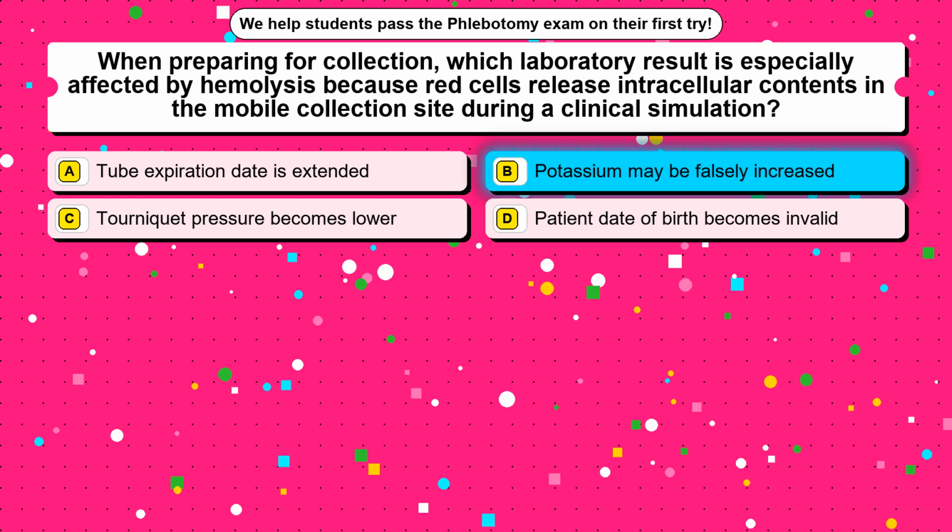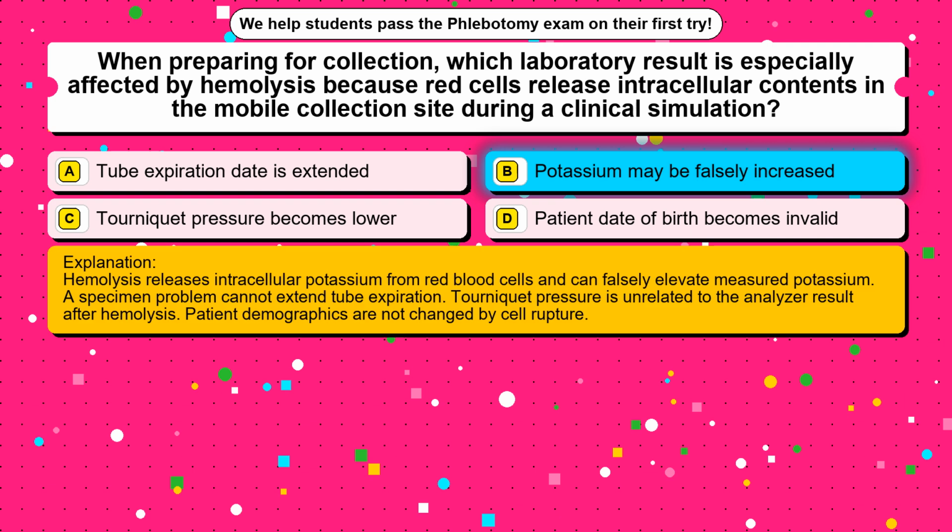The correct answer is option B. Potassium may be falsely increased. Hemolysis releases intracellular potassium from red blood cells and can falsely elevate measured potassium. A specimen problem cannot extend tube expiration. Tourniquet pressure is unrelated to the analyzer result after hemolysis. Patient demographics are not changed by cell rupture.